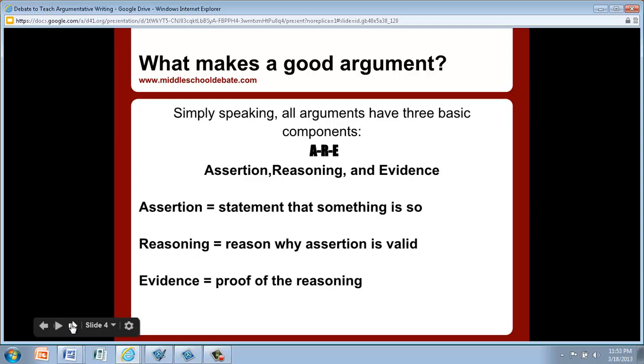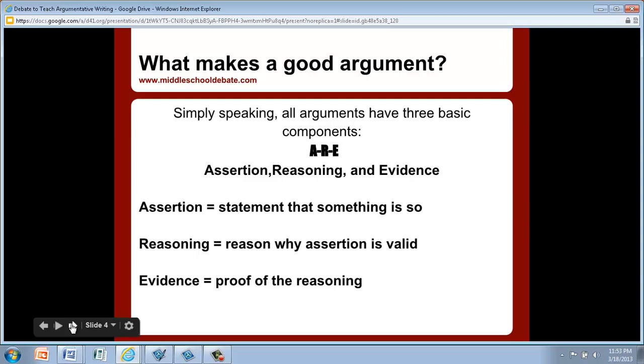The assertion is like the idea that the student comes up with. The reasoning is often the text evidence, or the reasoning is actually due to the text evidence that they've read, and then they are forced to interpret that text evidence and explain how it supports their idea.